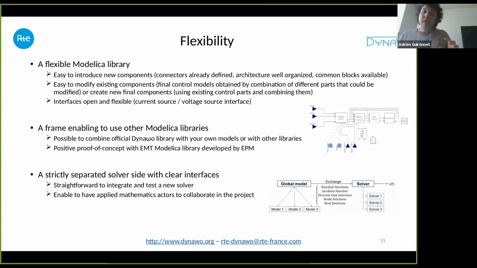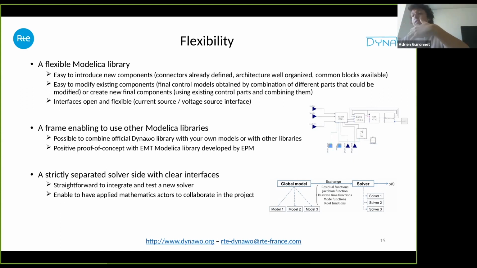Let's now come back to what I introduced as key features we want to provide: flexibility, performances, and robustness and accuracy. In terms of flexibility, I already showed it a bit with the libraries. Of course, it's quite easy to introduce new components just because we use Modelica, but also because we have common blocks, we have an architecture, we have a coding style, and so on, and more examples to build upon.